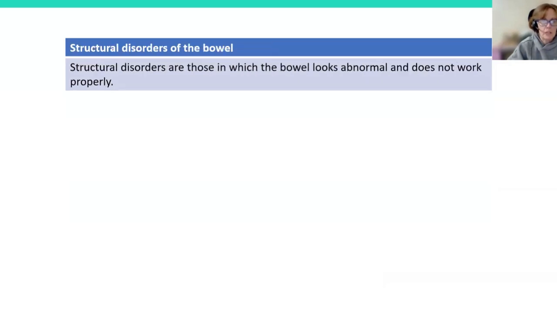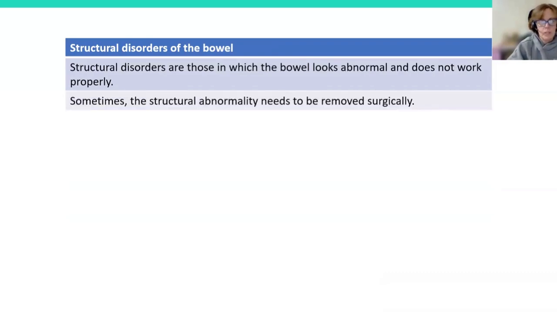Then the other type of disorder you get are structural disorders, and those in which the bowel does look abnormal and also isn't working properly. So abnormal functions of the bowel would tend to be things like diarrhea, constipation, as well as all of the pains and stuff we were just describing.